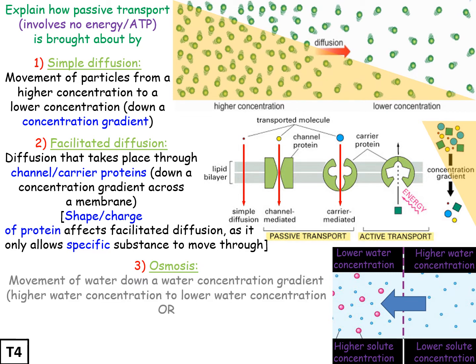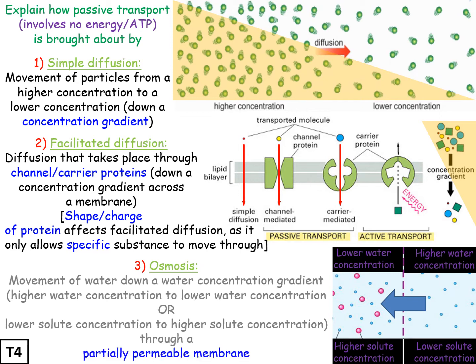Osmosis is the movement of water down a water concentration gradient, for instance from a higher water concentration to a lower water concentration, or it's the movement of water from a lower solute concentration to a higher solute concentration through a partially permeable membrane.